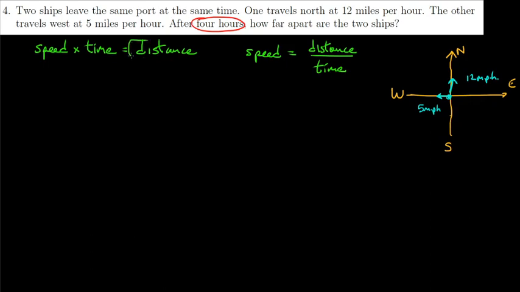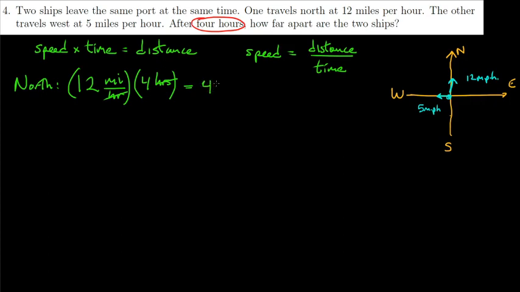Okay, so we're looking for distance here, right? How far apart are they? What's the distance they traveled? And we know their speed. So let's take the one going north, the northbound ship. It's 12 miles per hour. That's the speed. That's how fast it's going. And we're going to multiply by 4 hours. Right? So the hours cancels, and the distance it travels is, well, 12 times 4, 48 miles.